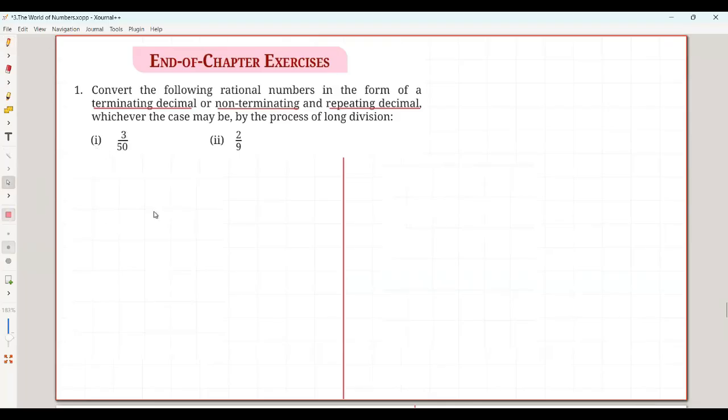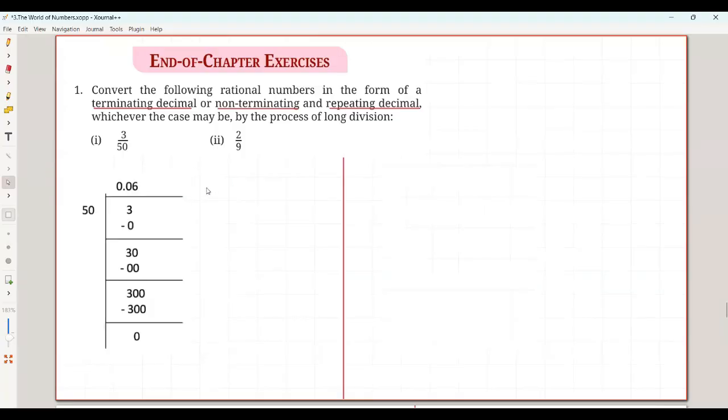3 by 50. If you are just dividing 3 by 50, you will be getting the answer as 0.06. Division, I hope everyone knows it. So the answer we are getting is 0.06. 0.06 is terminating. Terminating means it's having an end. Terminating means it's a rational number.